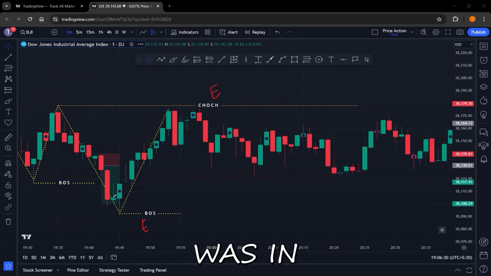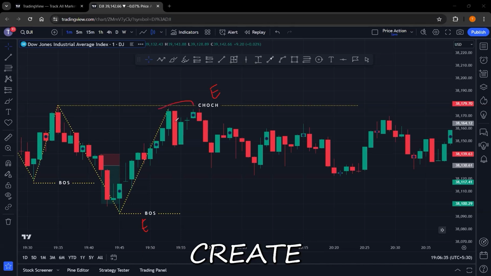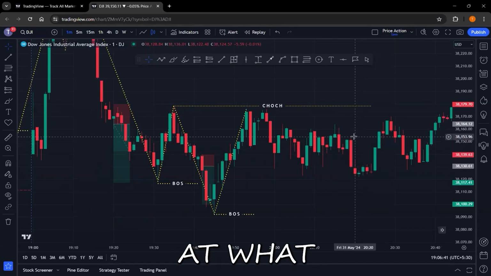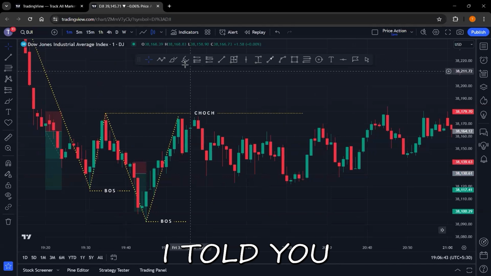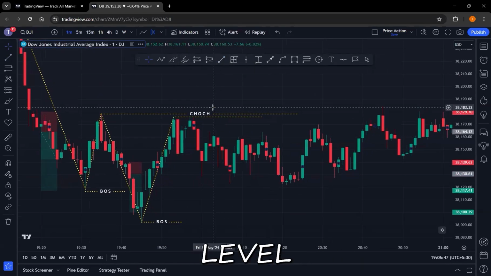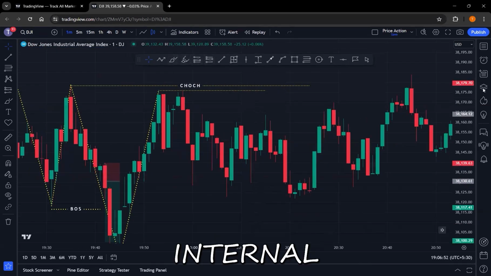Since the market structure was in downside, or the major direction was in downside, we expected that the price would create a resistance over here, and then try to fall towards the downside. Let's see if that happens in the future or not. But before that, while taking the entry towards the downside, as I told you, from this new resistance in the market, you can see that the price created another resistance at this level before actually taking out the external liquidity. You have to start reading the internal structure from this level.